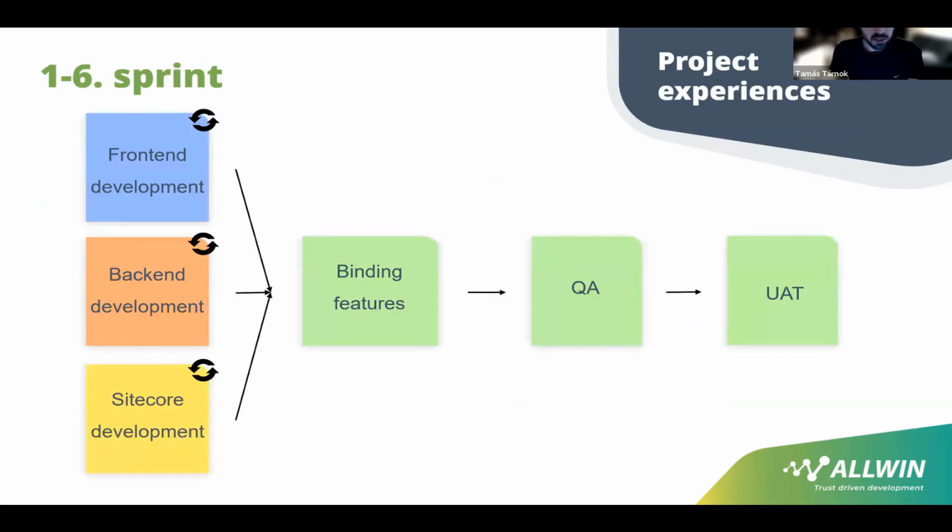So in the next 6 sprints, we actually did the build of the features, and this is how we work together. So the front-end development and the back-end and the Sitecore development was happening in parallel. And as I mentioned, the communication was a key part of it with the contracts between all the parties. And at the end of the 6th sprint, we could only start binding the features together.